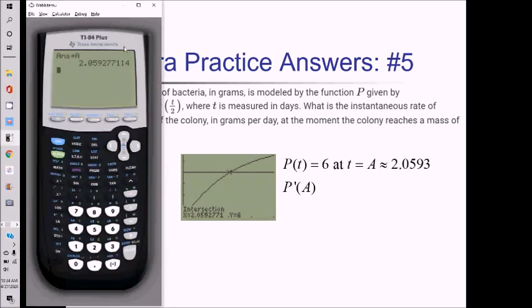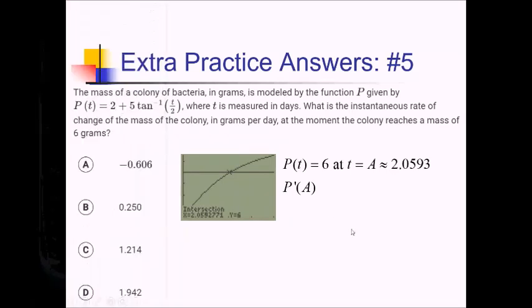So on my calculator, I'm just going to go to Math, option 8 for derivative. I've got dx. In here, I'm going to put alpha trace y1. That's where I stored my p function. And then I'm going to do this at x equals, well, now we need the time a that we just found. So I'm going to do alpha a and press enter to get about 1.214. And that's going to be in grams per day. So that gives us answer choice C.